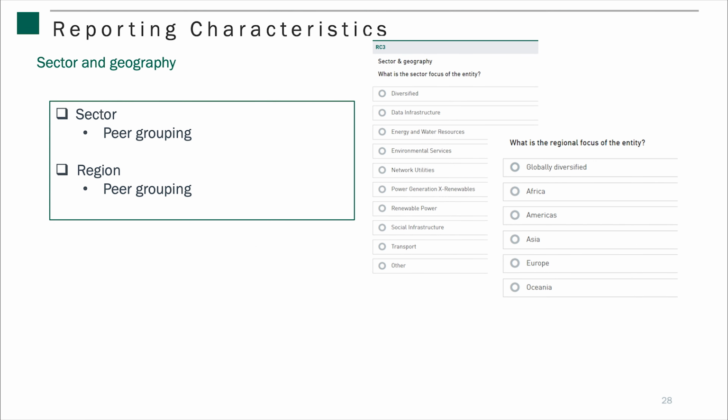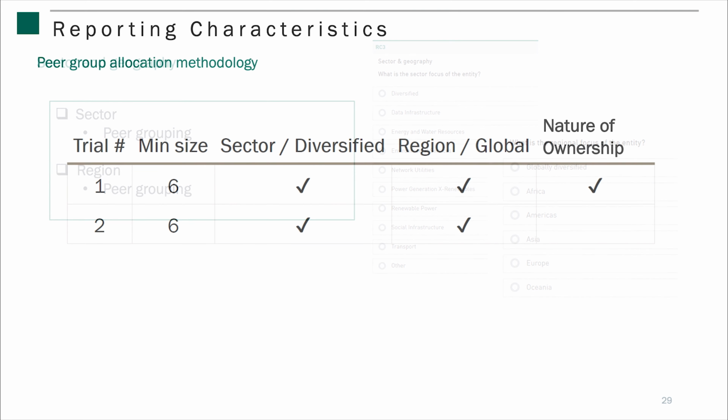The indicator on sector and geography requires the participant to assign any sector and regional focus for the fund. This information is used for peer grouping. Let's take a look at how peer groups are set for benchmarking purposes. Each participant is assigned to a peer group based on the entity's sector, location, and nature of ownership. To ensure participant anonymity, GRESB will only create a peer group if there is a minimum of 6 participants allocated to the peer group, the participant plus 5 other peers.